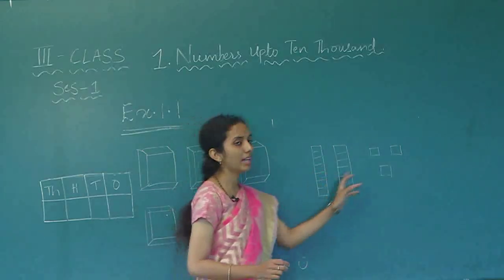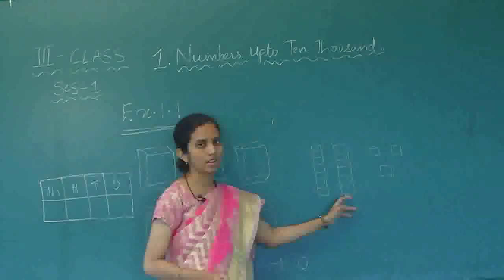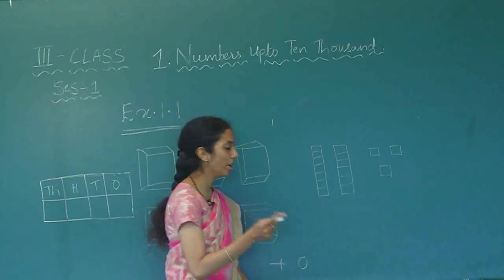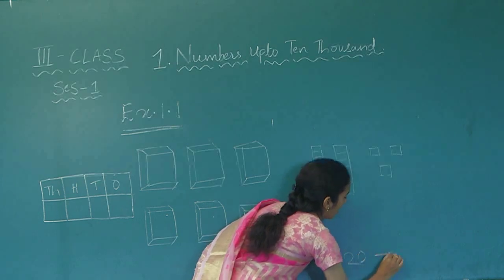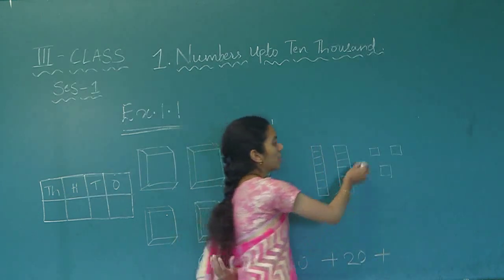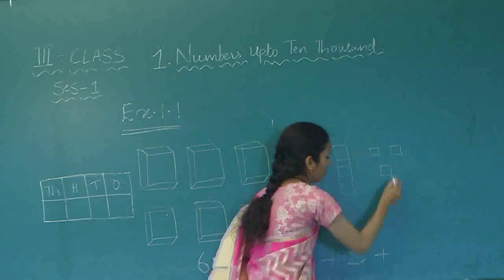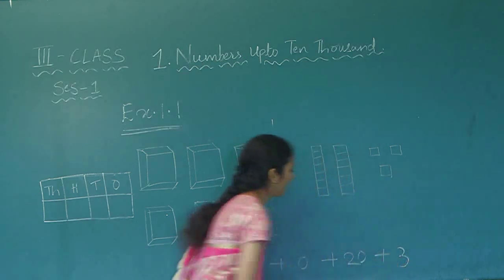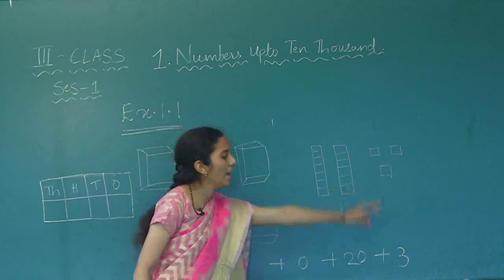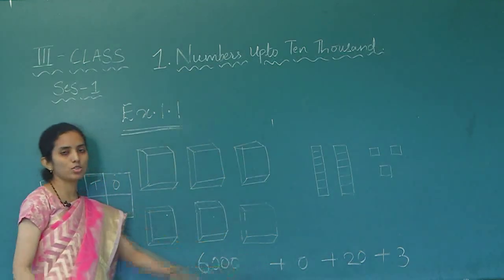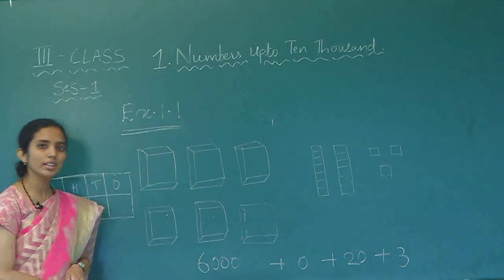And how many tens are there? 2 columns are there. So, 2 into 10, that means 20. And how many ones are there? How many single boxes are there? 1, 2, 3. So, 3. So, 6 thousands and 20 and 3. There is no hundreds value in this number.